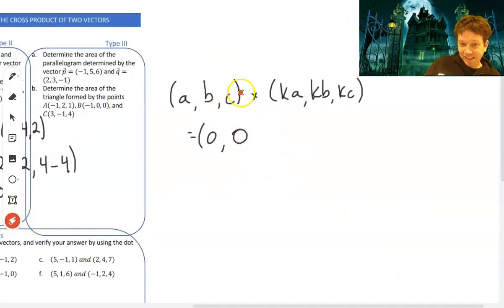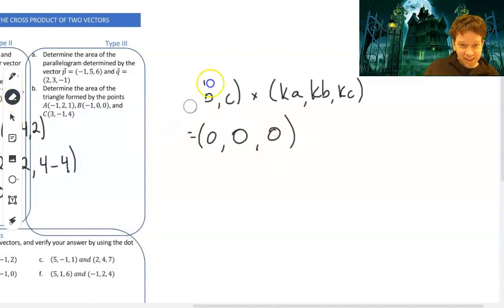And lastly, for our z coordinate, we'll have a times kb, so akb, and then we'll have b times ka, so akb minus akb, which is again 0. So interesting, the dot product will always give you something 0 if your vectors are perpendicular, but the cross product will always give you something 0 if they're collinear. Right? Great to note, that can help us with some problems.